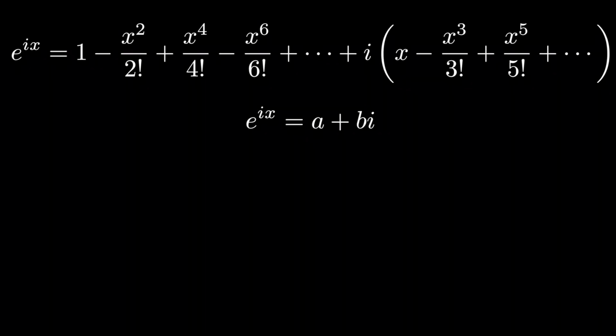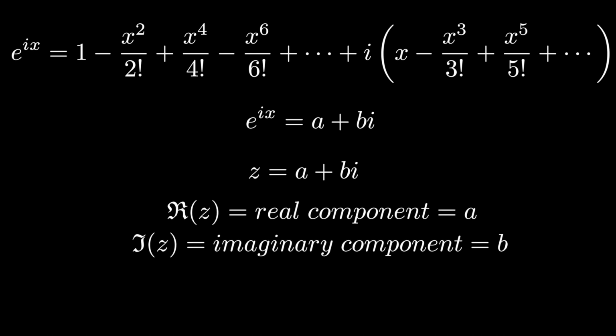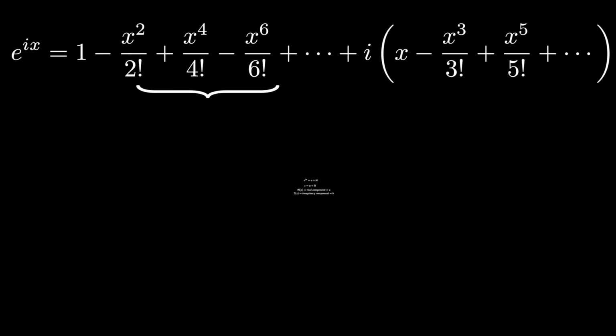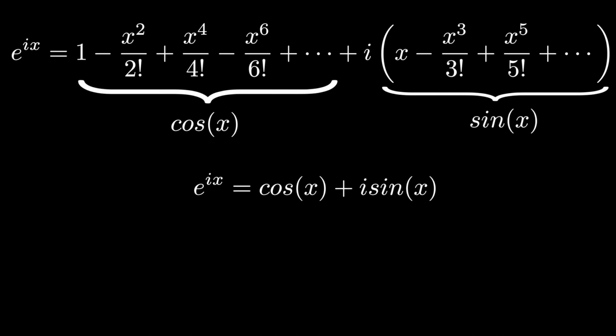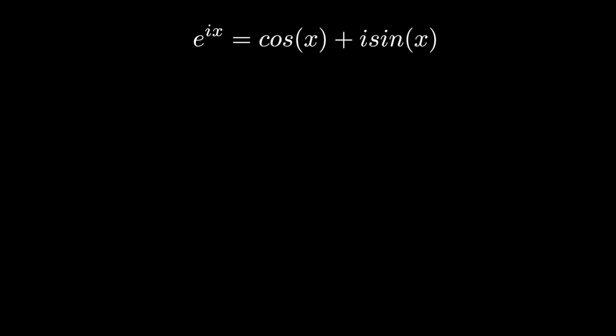In general, every complex number can be written as a plus bi, where a is called the real component and b the imaginary component. Notice that the real part of the series is the Maclaurin series for cosine of x, while the imaginary part is the Maclaurin series for sine of x. Therefore, e to the ix equals cosine of x plus i sine of x.